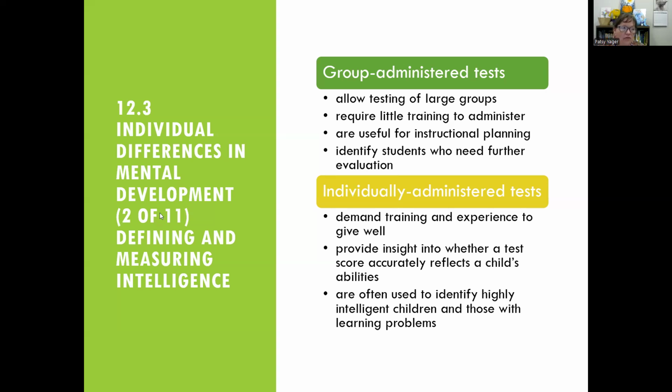Individually administered tests, these you have to be trained, you have to have some experience in order to do them well. So it gets a little bit more complicated. They do provide insight into whether a test score accurately reflects a child's abilities. They're often used to identify highly intelligent children and those with learning problems because we get a norm, right? We get that score for the typically developing child. And then if a child scores higher or lower, then we know that they are either more exceptional or there may be a delay or something like that.